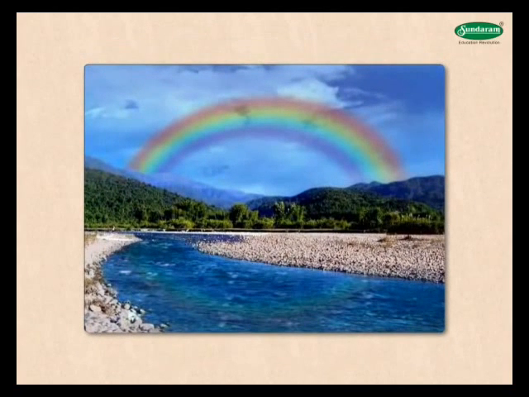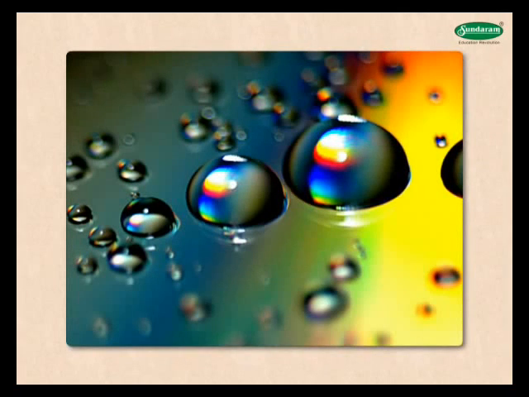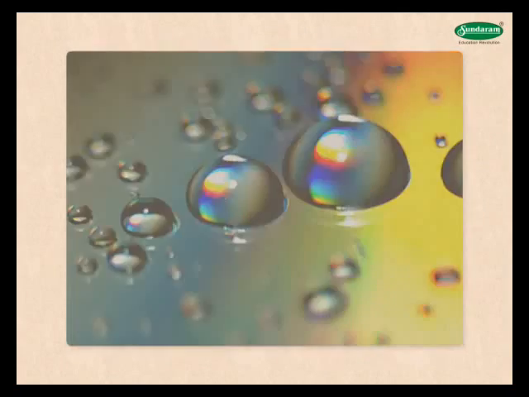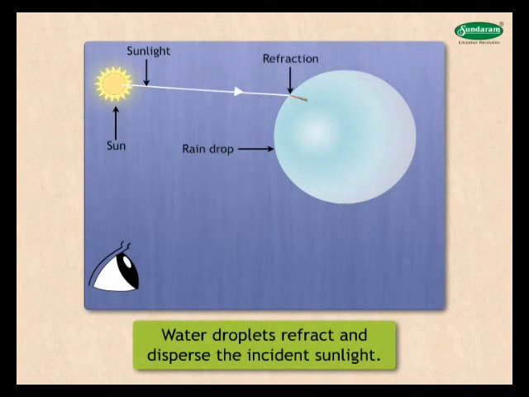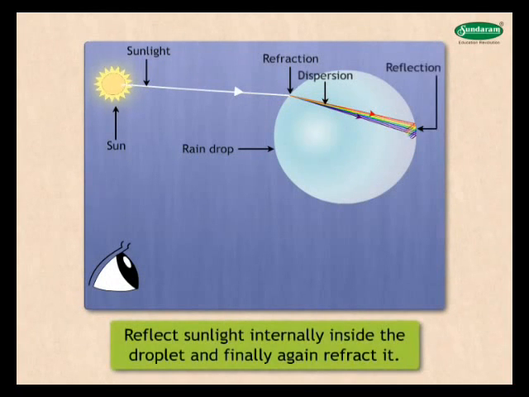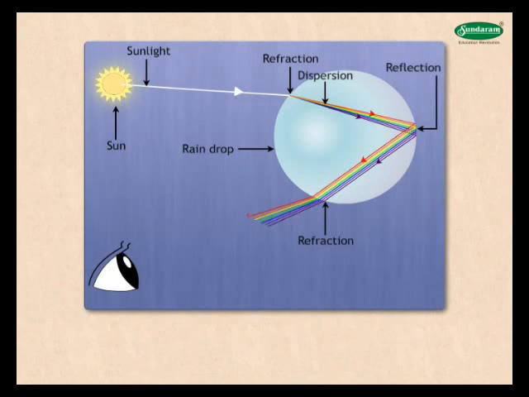The rainbow appears in the sky after a rain shower. The water droplets act as small prisms. When sunlight enters the water droplets present in the atmosphere, they refract and disperse the incident sunlight. Then they reflect it internally inside the droplet and finally again refract it. As a collective effect of all these phenomena, the 7-colored rainbow is observed.